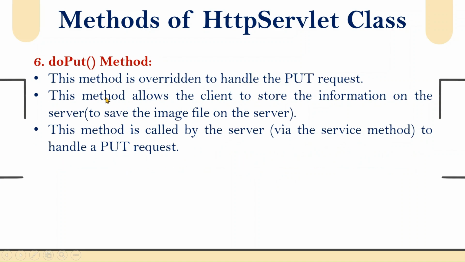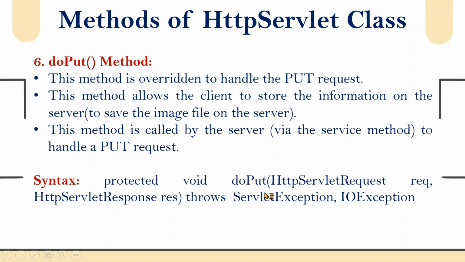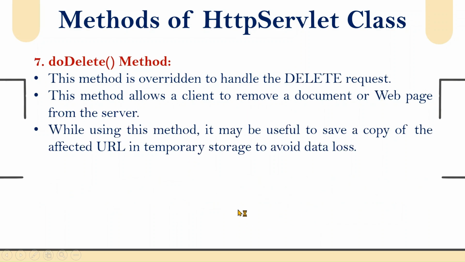Now the doPut method. This method is overridden to handle the put request. It allows the client to store information on the server, for example, to save an image file on the server. So if you want to store some information, you can go for doPut. This method is called by the server through the service method to handle a put request. It depends on the situation. As I said for the first method, the public service method is there, and depending on the request, it is going to call any of these particular methods. The syntax is protected void doPut, with HttpServletRequest and HttpServletResponse, and it throws ServletException and IOException.